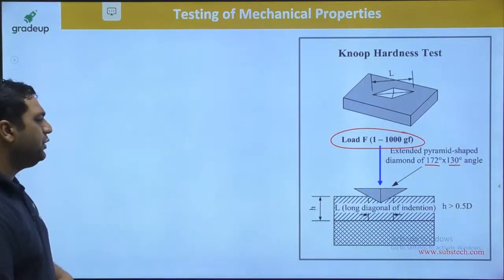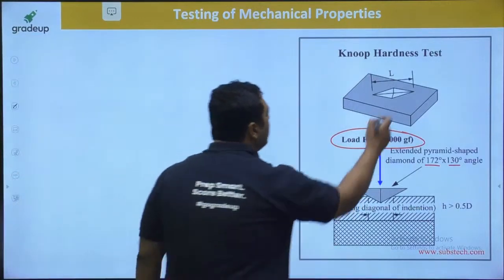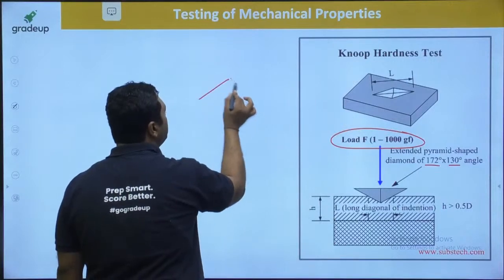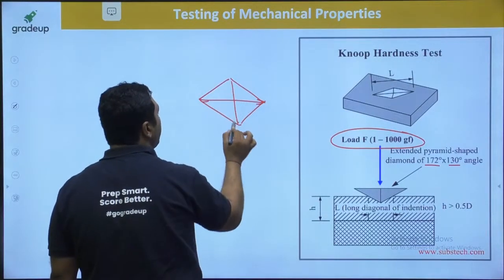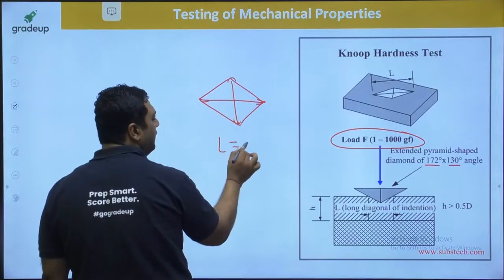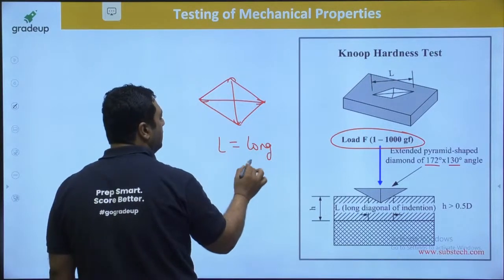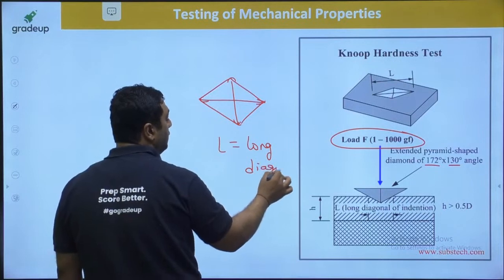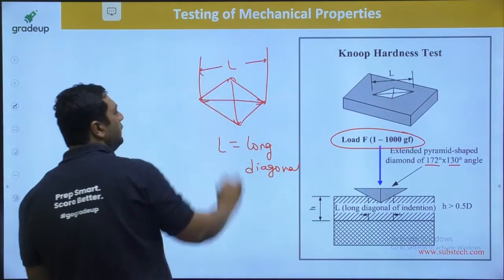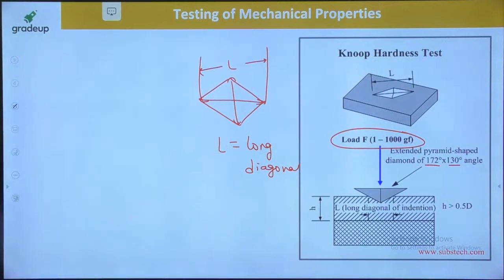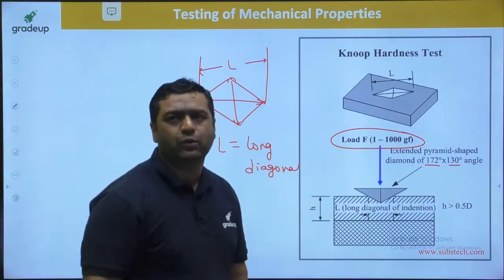When this type of shape is made, as I have made here, you can see there are two diagonals. This is one diagonal, this is the second diagonal. So here L is the long diagonal. This is L, which is the longest one. As two diagonals are there, L is the big diagonal.